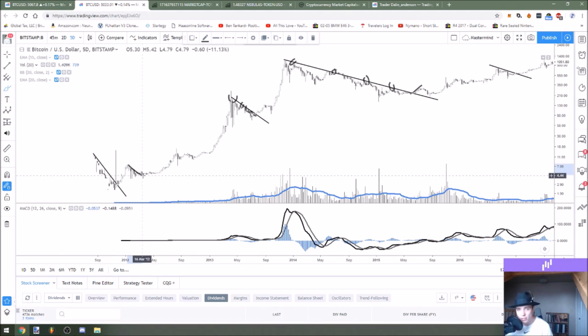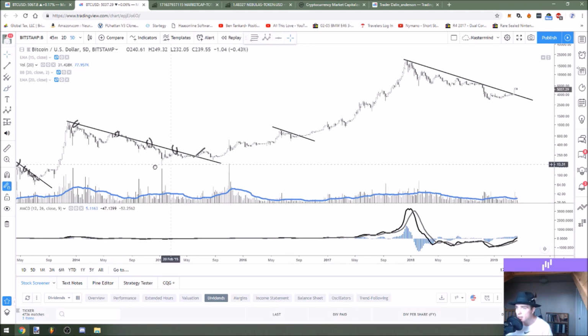Even right here, you've got rejection, rejection, rejection, breaks above, perfect long-term entry. And right here, this is not quite as good. I could go to the BLX and show it a little better, but I'll just use Bitstamp for today. Either way, this is a lot of rejections in this area, breaks out of that zone, good long-term entry.